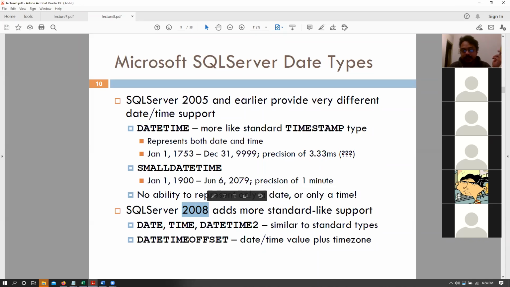So 2008 SQL Server, and we are talking about Microsoft SQL Server, right? So for 2008, SQL Server adds more standard-like support, for example, date, time that we talked about, and similar standard types. And it also allowed something called a date time offset. We will talk about offset in a second, but just remember that different databases implement different things. Sometimes they would implement certain things that might be really useful, but they are not standard. So if you're changing your databases, we need to keep in mind and read the manual of the new database to make sure that everything is compatible between two or more databases, right?